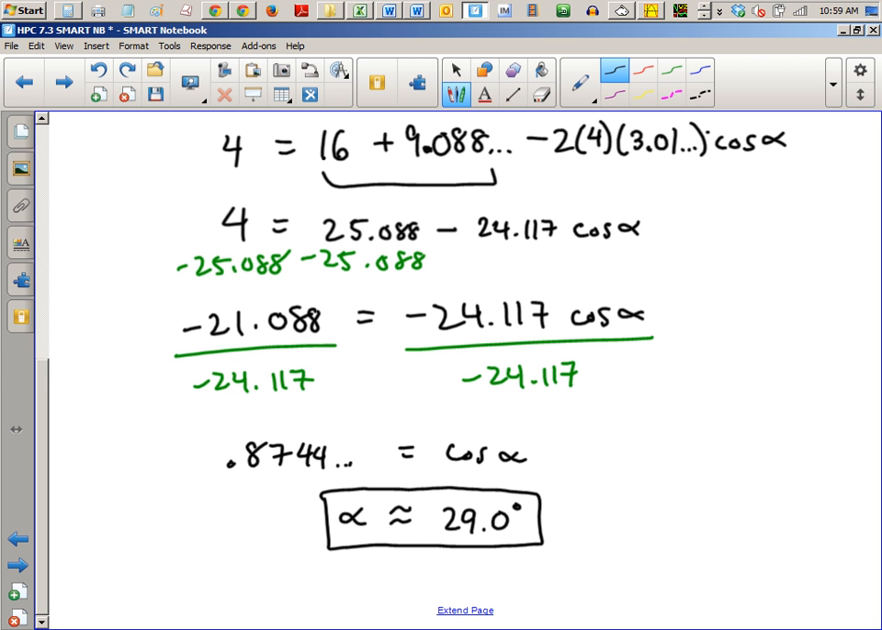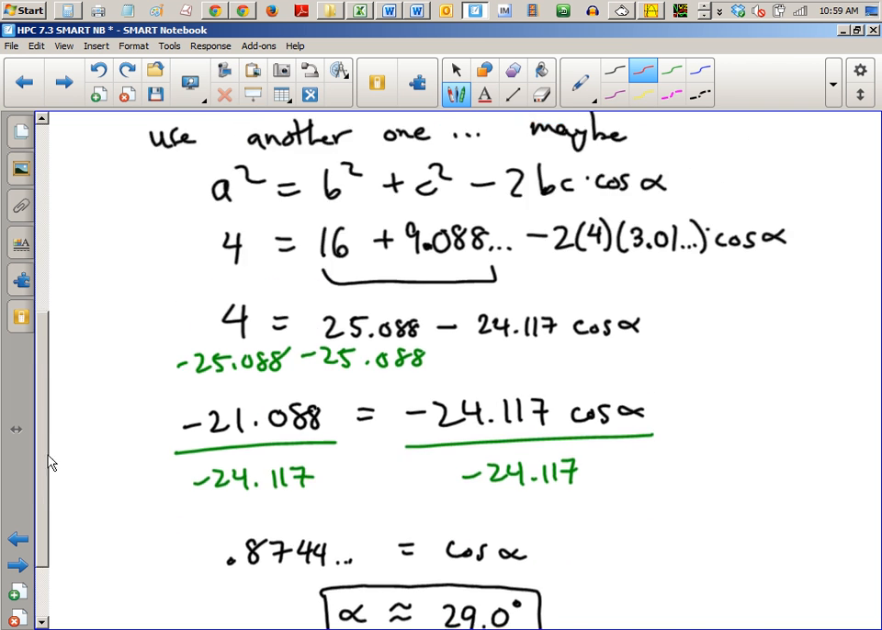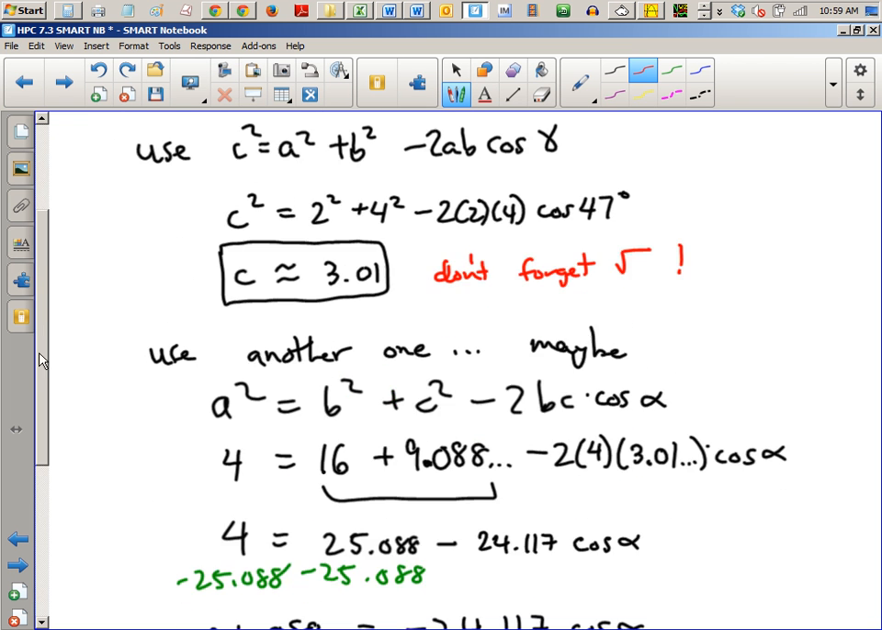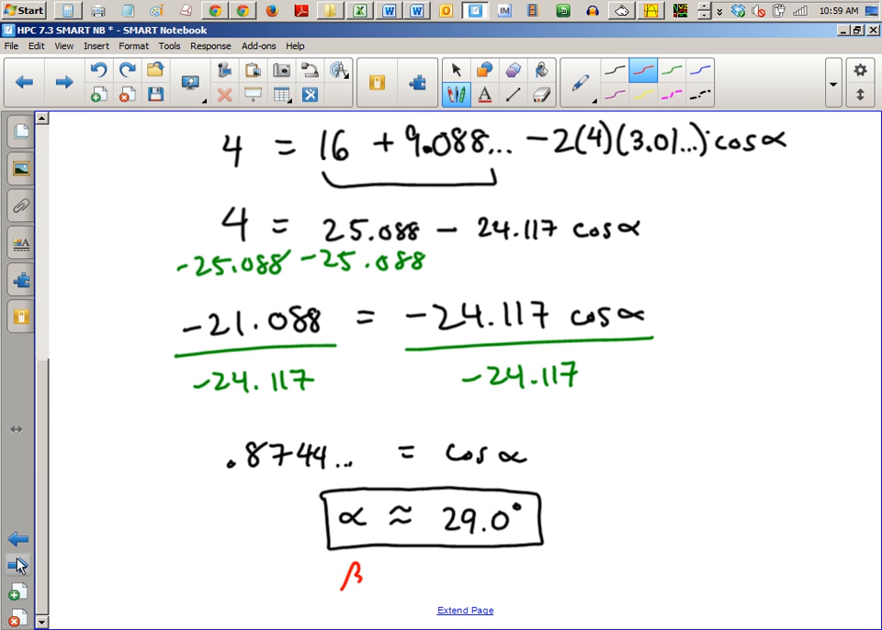And the third angle of the triangle, well, you can just use 180 minus the two angles you have. So we now have gamma and alpha. Beta is easy. It's just 180 minus the original 47 degrees I gave you for gamma, minus 29.0.